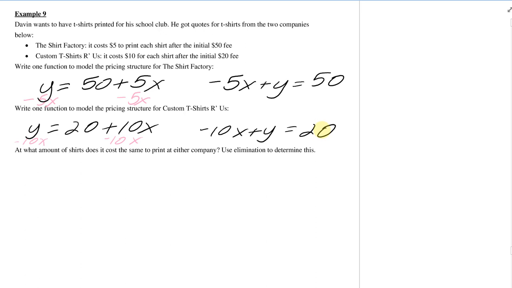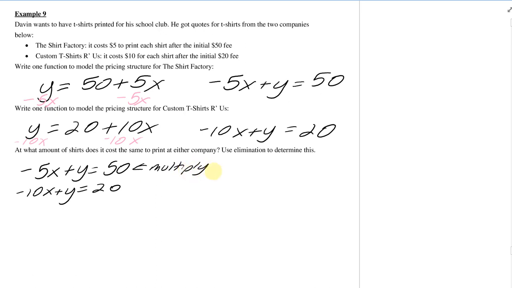So now I'll take those two and stack them next to each other. I actually like that because then I can clearly see what I have to do here. I just have to multiply one of these by negative 1. So I'll multiply this one by negative 1. So I'm going to restate the system again, because I always like to restate the whole thing. This becomes 5x minus y equals negative 50, and then negative 10x plus y equals 20.